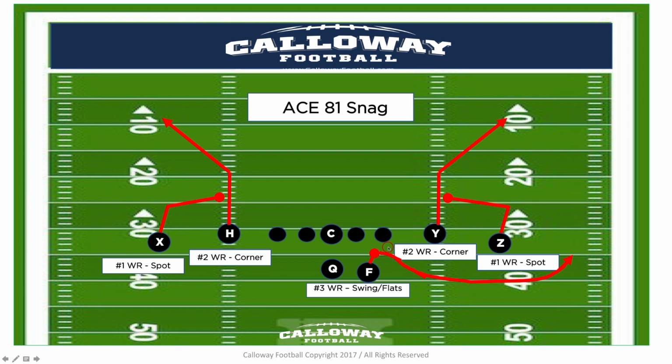So Snag is a three-man combo route. So you can see here we've got number one receiver, the Z, number two is the Y. In our ACE formation, our number three receiver is the running back here. So Snag allows us to really attack almost any type of zone coverage. It forces the defense to account for three receivers, usually with two defenders.